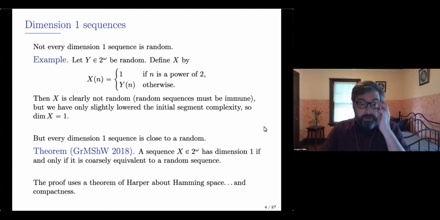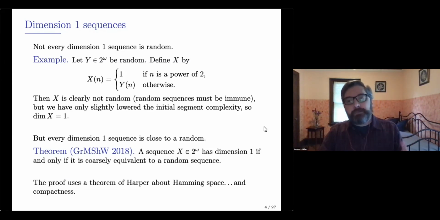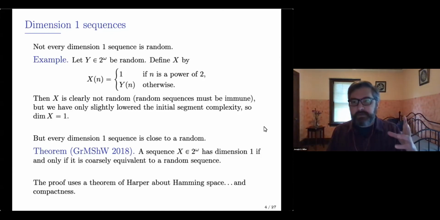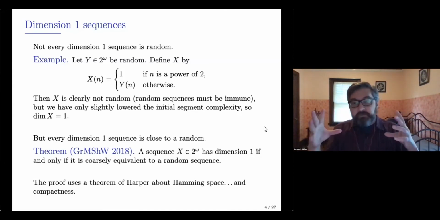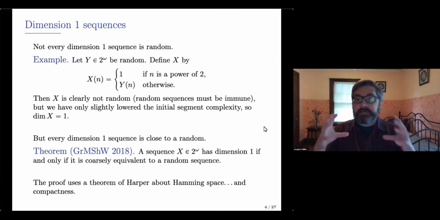The proof uses a theorem of Harper about Hamming space. I'm not going to tell you, well, okay, I'll tell you what Harper's theorem is. Not how we use it, but what Harper's theorem says is that if you look at a Hamming ball, I'll define that in a moment, but it's what you think it is, around the all 0 sequence and a Hamming ball around the all 1 sequence, with whatever radii you want, those are as far apart as any 2 sets of that size can be in Hamming space. That's not that shocking. Apparently it's hard to prove though.